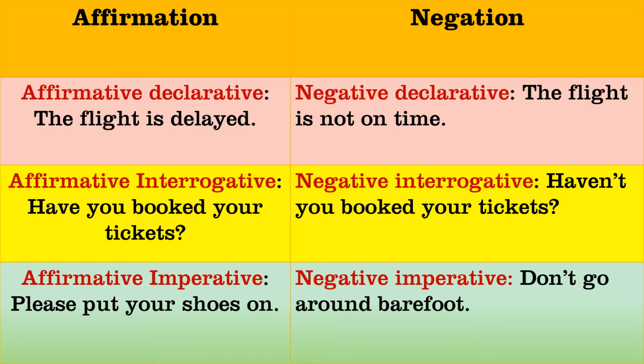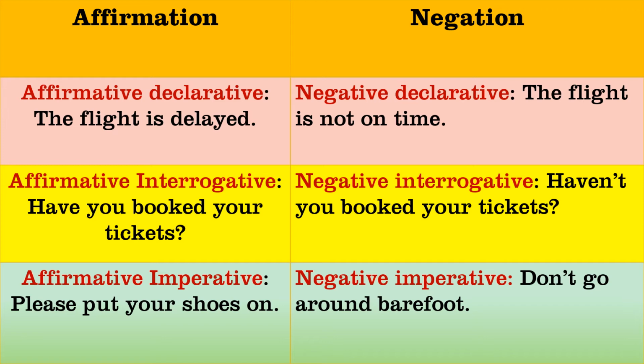Affirmative imperative. ஒரு sentence நாம negatively மாத்தலாம், questionலயும் மாத்தலாம், negative questionலயும் மாத்தலாம், and negative imperative கூட மாத்தலாம். So please put your shoes on, don't go around barefoot. So these are the types of sentence and function of sentence. Affirmative sentence நாம எப்படி எல்லாம் change பண்ணலாம் அப்படின்றத தான் இப்ப நாம பார்க்கிறோம்.